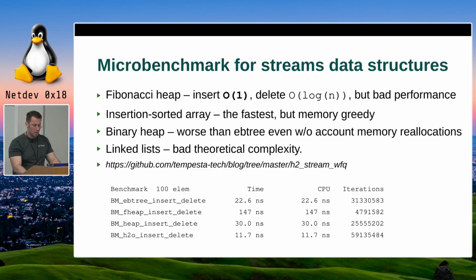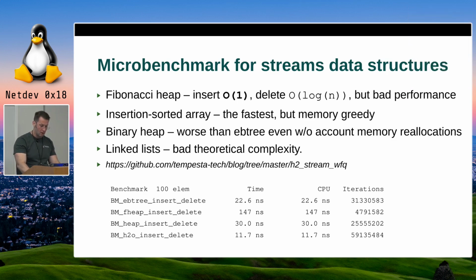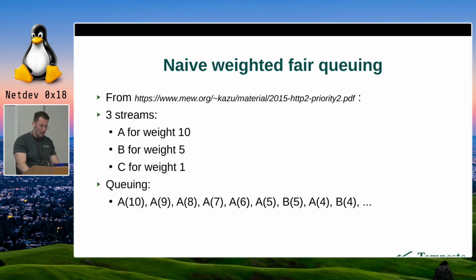So we made a micro benchmark. We also considered the Fibonacci heap because of its amazing constant-time insertion. But in benchmarks, we could not make the Fibonacci heap fast enough to beat any of the other implementations. So we stuck with the elastic binary tree. Next, about the algorithm itself, the weighted fair queuing.